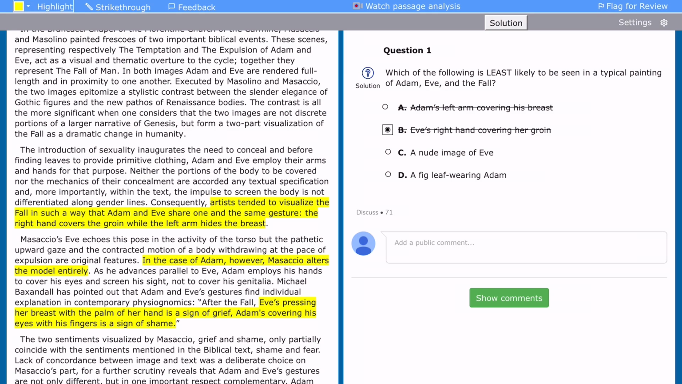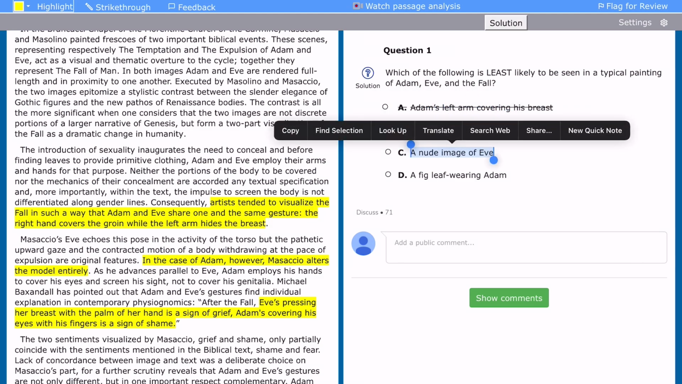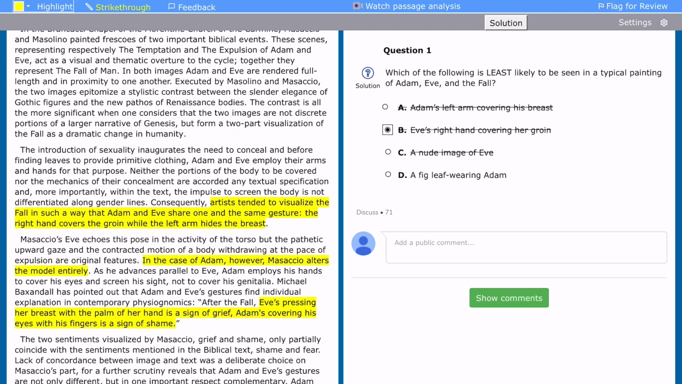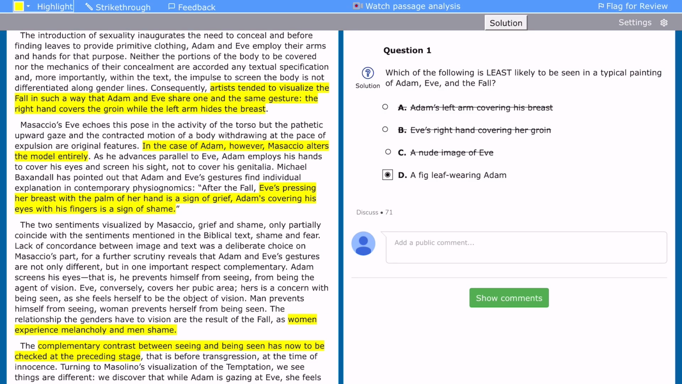In fact, in this same example that we've described previously, they're both not wearing any clothes. So we can even eliminate this one because this one would give us an example of a nude image of Eve using only her hands for covering herself. And so that leaves us with D, a fig leaf wearing Adam, which is mentioned nowhere in the passage.